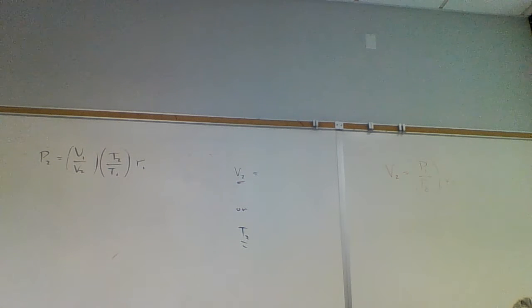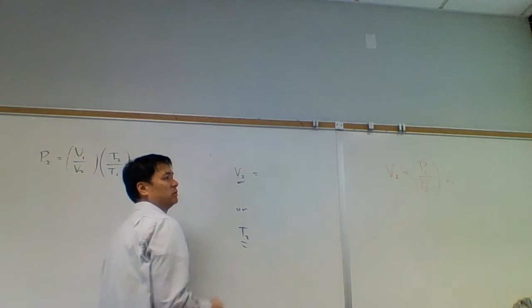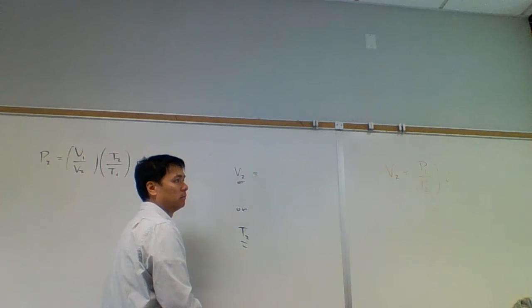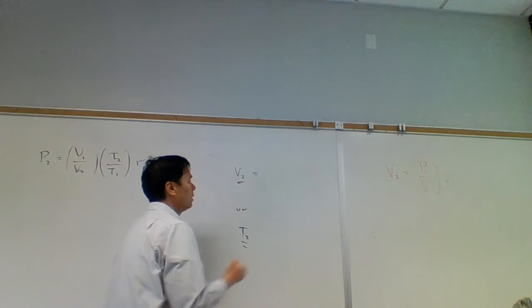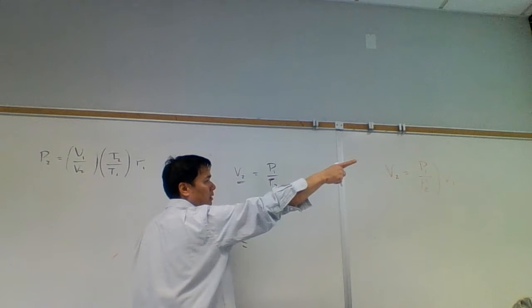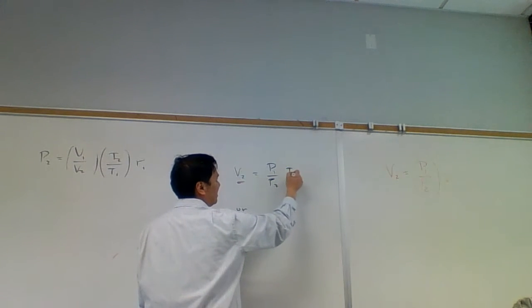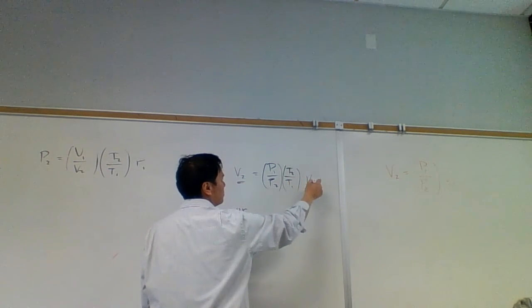let me go back to the combined gas law here. You tell me. Okay, solve that equation for V2. So V2 is equal to what? Well, I would get V2 is equal to P1 over P2, right? And then T2 over T1. So I get the pressure fraction, the temperature fraction, times the original volume, V1.